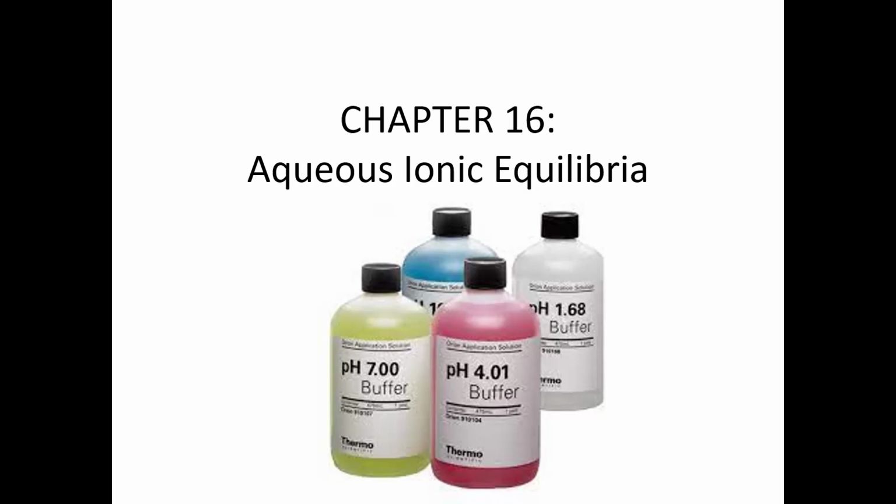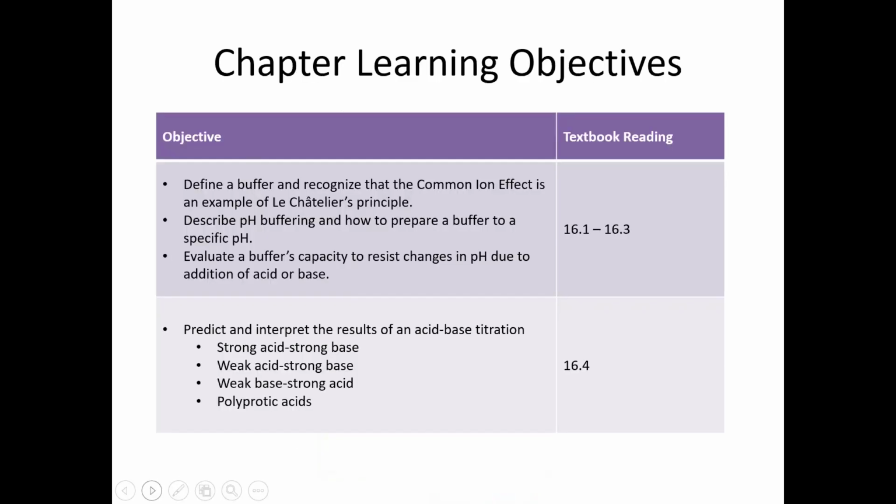So when we first start, we're going to go through the chapter 16 objectives. Really, we're going to talk about buffers and what a buffer is and how it uses what's called the common ion effect, which is really just an example of Le Chatelier's principle that we've already learned in the equilibrium chapter. We'll then talk about pH buffering, how to prepare a buffer to a specific pH, and the buffer's ability to resist changes in pH when we add strong acids or strong bases. So this is focused on the first three sections of our chapter 16 reading.